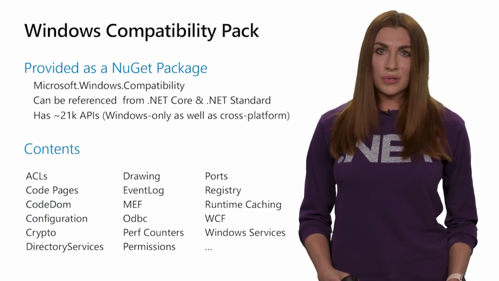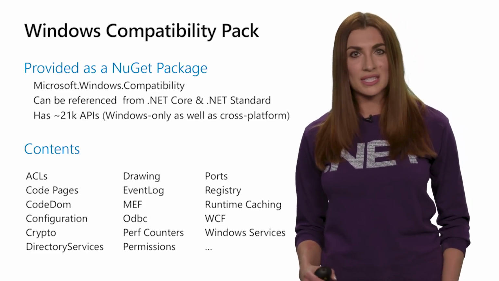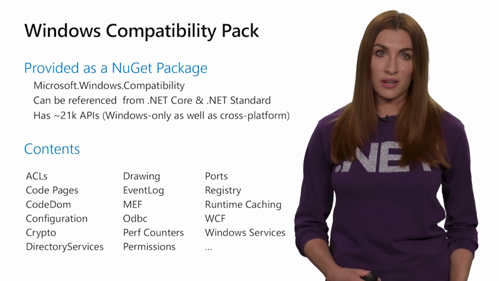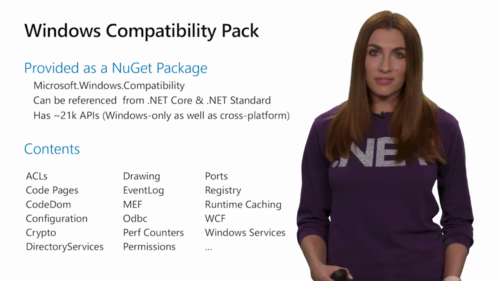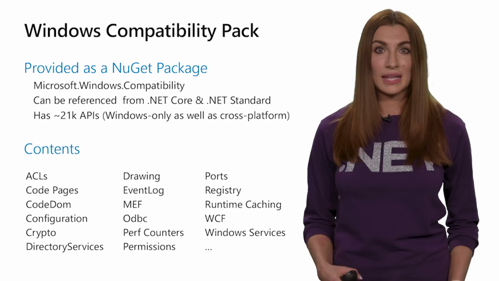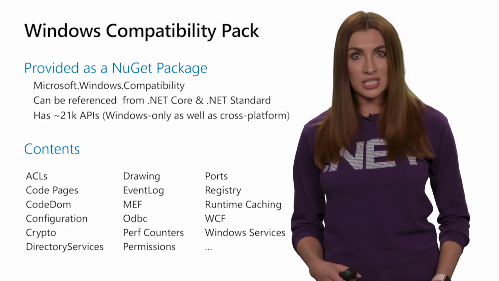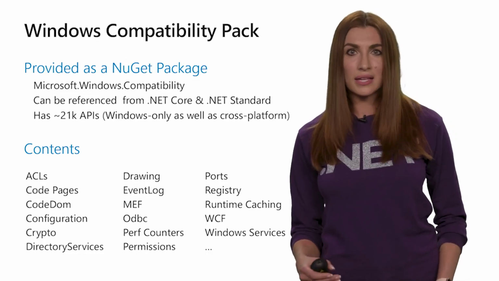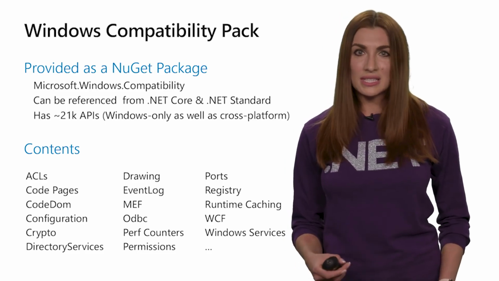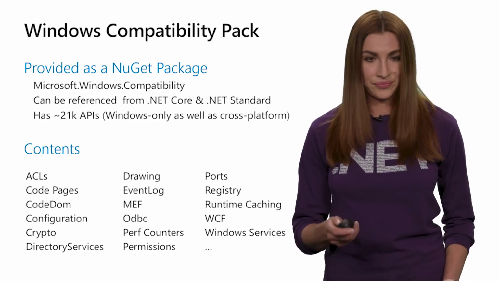So if you're porting your application from Framework to Core, you might have dependencies on some APIs that are not available in Core, but available in Framework. And if you encounter that issue, Windows Compatibility Pack might help you solve it. Windows Compat Pack is distributed as a NuGet package. It has 21,000 APIs from the framework that were not included in .NET Standard. But you can still keep using them, even targeting .NET Core or .NET Standard.